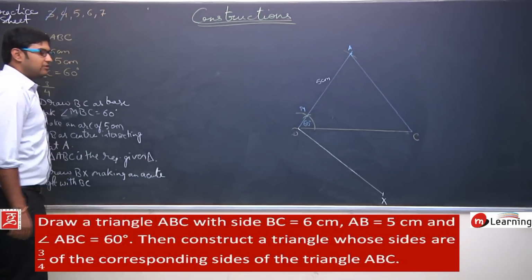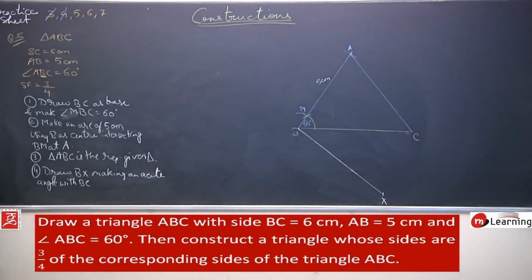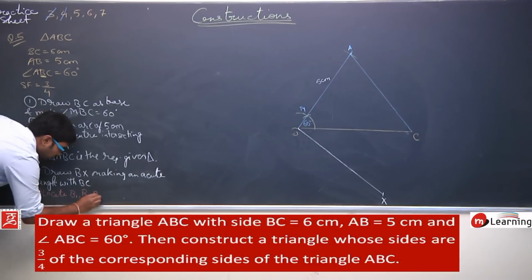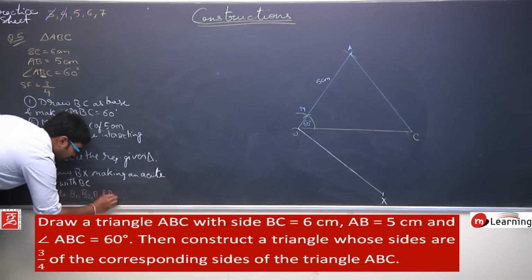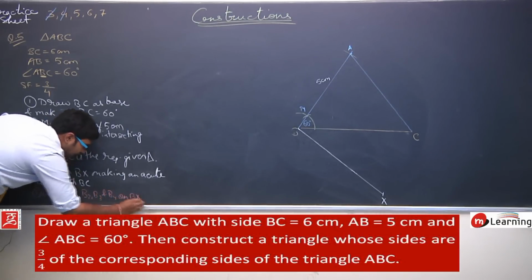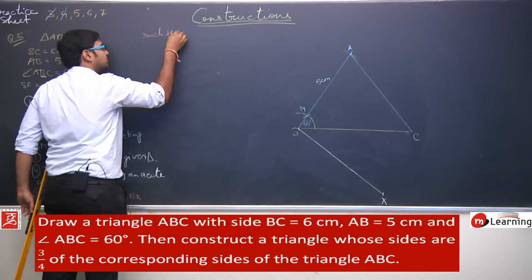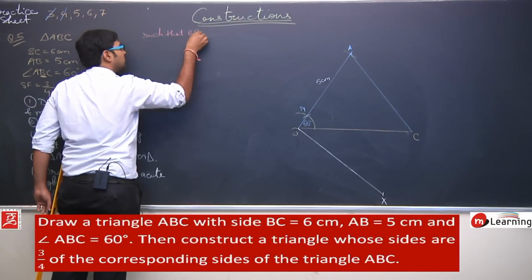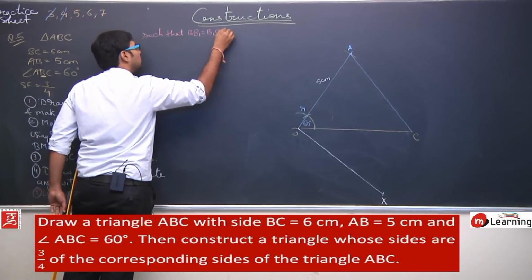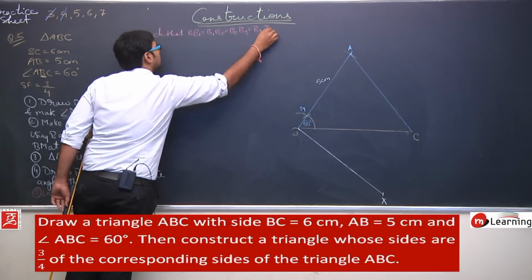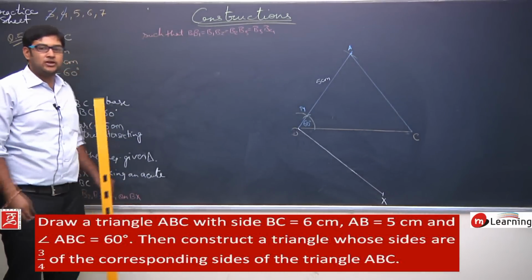This is making an acute angle with BC, and step 5 will be locate B1, B2, B3 and B4 on BX such that BB1 is equal to B1B2 is equal to B2B3 is equal to B3B4, the same step that we have followed in previous questions.